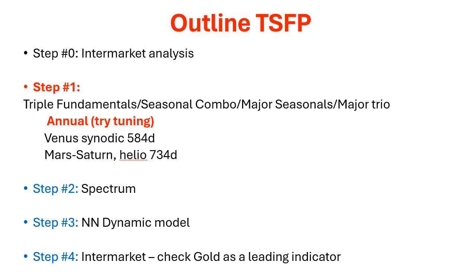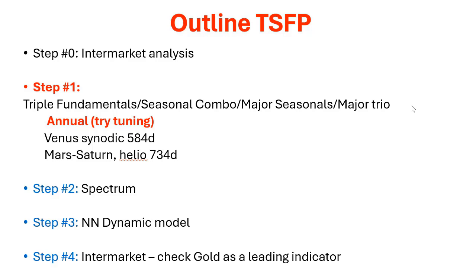This is the outline of how we will do our forecast. Timing Solution forecast protocol. The first step, I call it zero step. This is because this is an oil company. We'll check the correlation between this price chart, IOC, and crude oil. Next, step number one, this is the most important step. We will check the most important cycles. This is annual cycle, Venus synodic cycle, and Mars Saturn cycle. We can call this cycle triple fundamental, seasonal combo, major seasonals, major trio. So later we will decide how we call these three important cycles, but these are really important cycles.